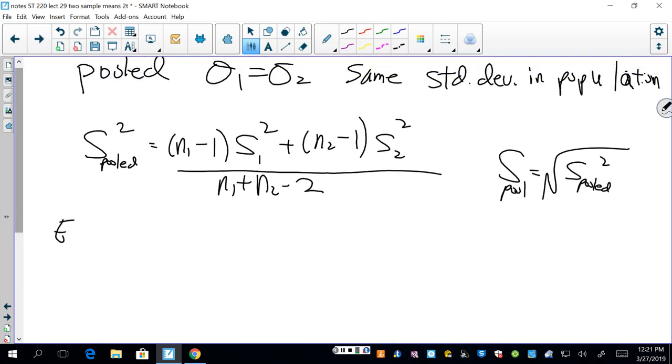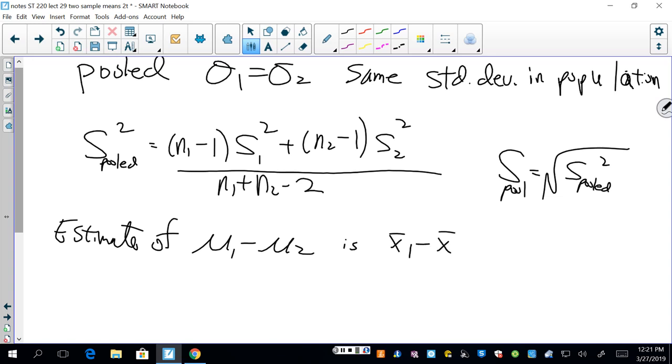The estimate of our difference is pretty straightforward. We have a sample in group 1 and a sample in group 2, so this is going to be x bar 1 minus x bar 2. That won't be exactly 0 in almost all cases, so the question is, how far is it from 0 relative to the variability we naturally have? So what's the standard error of this?